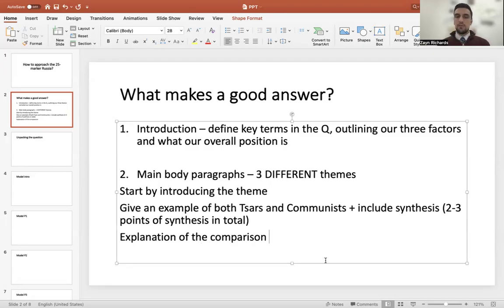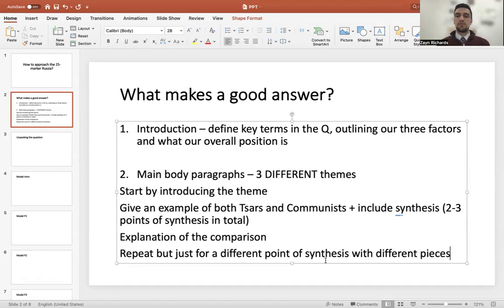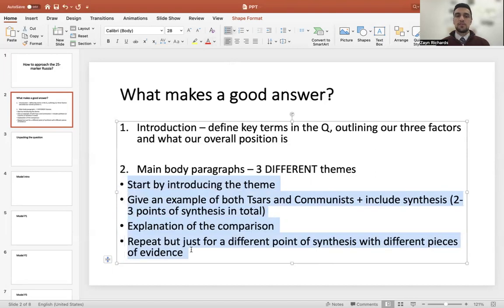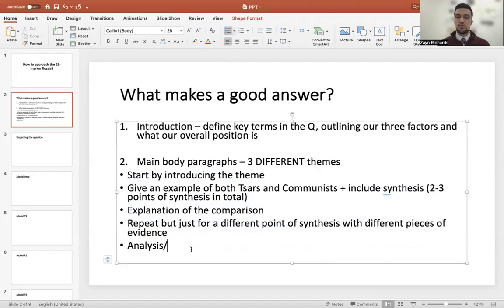After we've done that, we then repeat, but just for a different point of synthesis with different pieces of evidence. If this is not making sense, it will hopefully make more sense when I actually start to write it and annotate. But that's basically what we need to do. Then at the end of the paragraph, we have our analysis or mini conclusion, which is where we link back to our overall argument.